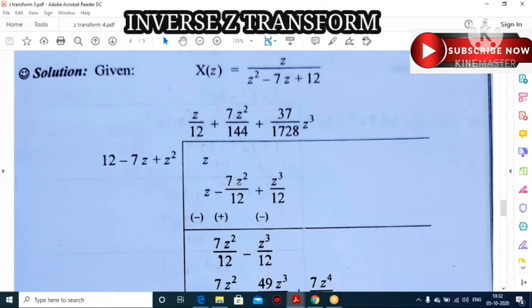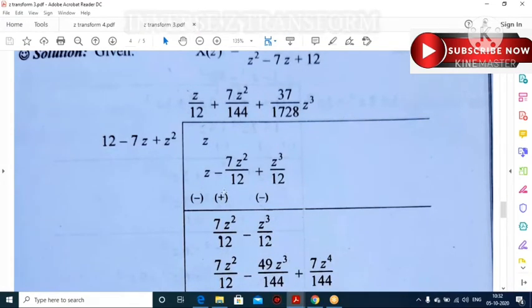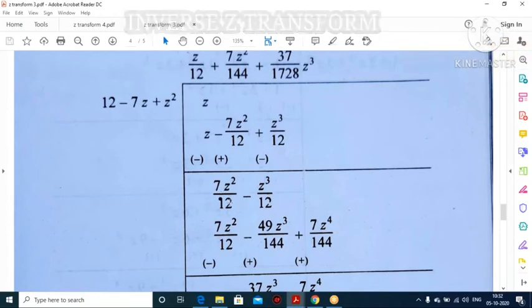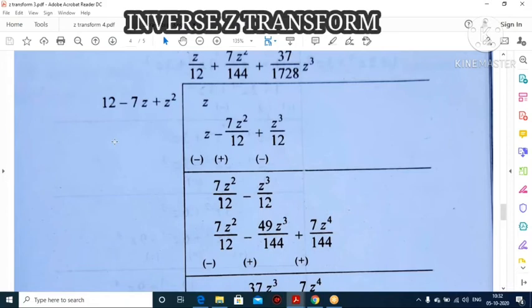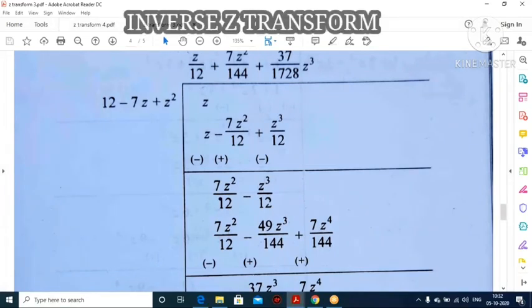Now change the sign here. Plus becomes minus, minus becomes plus. So the first two terms will be cancelled. The second term will be 7 z square by 12 minus z cube by 12. Just take the first term, 7 z square by 12, divided by 12. What do you get? 7 z square divided by 12 into 12, 144. So 7 z square by 144. I keep it here.